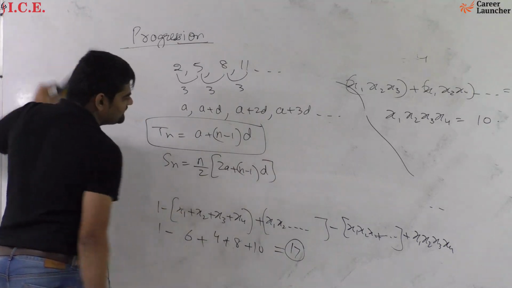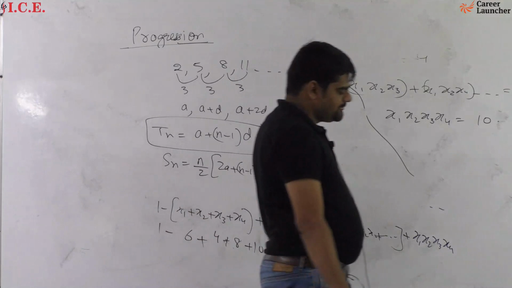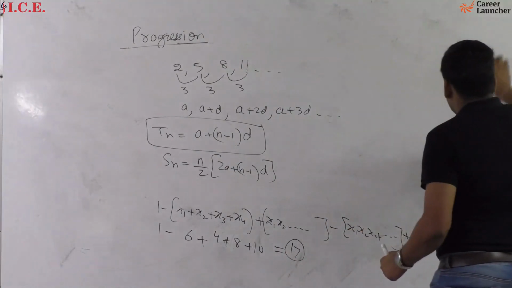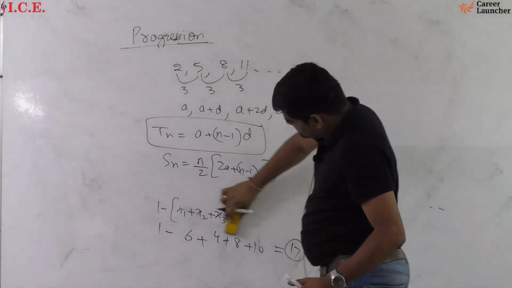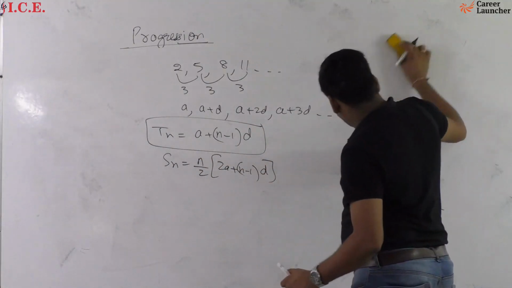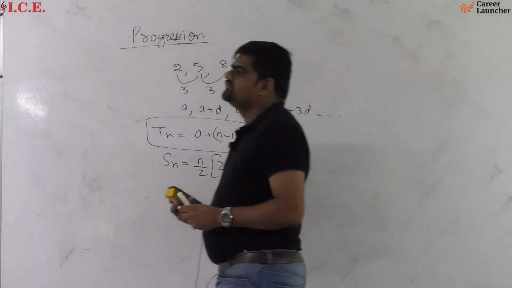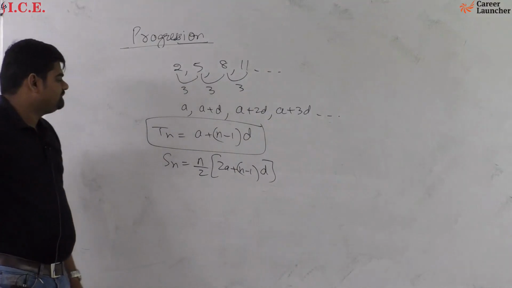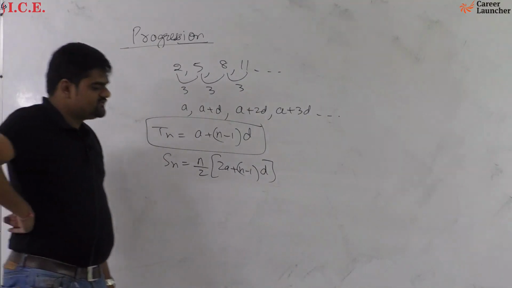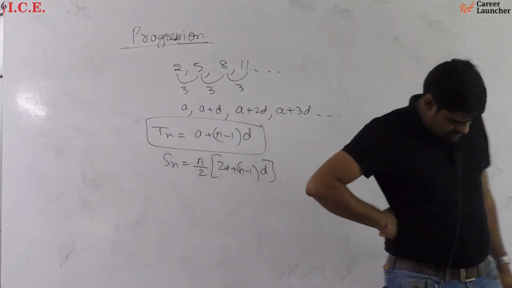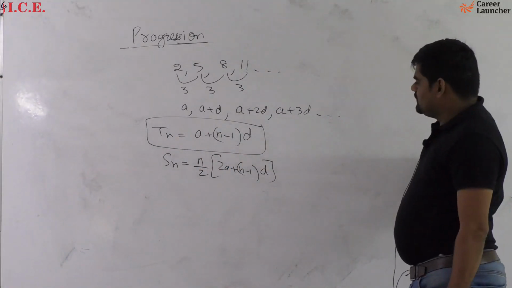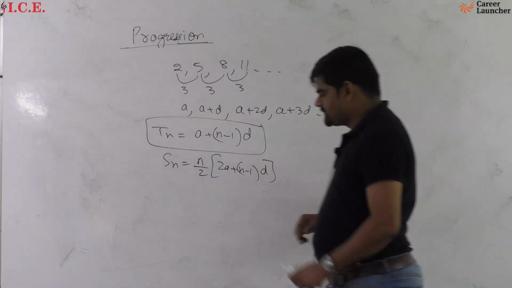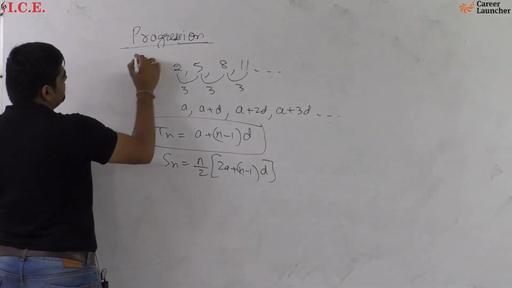If you want to write the definition, please write down arithmetic progression. If the difference between any two consecutive terms of a progression is the same, then it is called an AP. AP means arithmetic progression. So first we are talking about arithmetic progression.